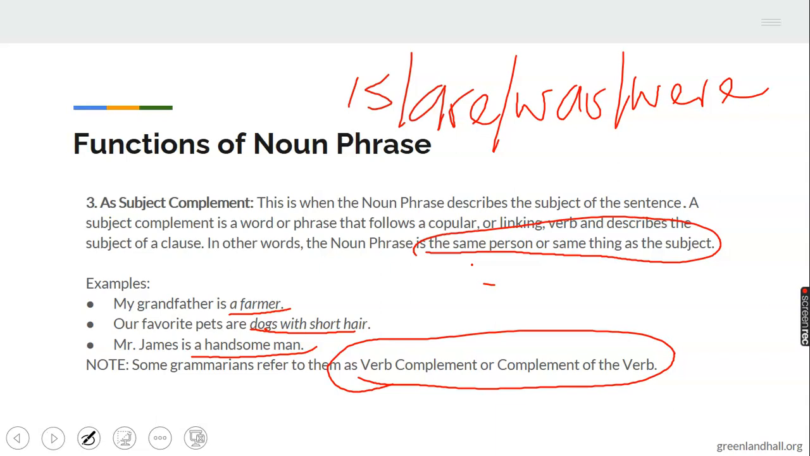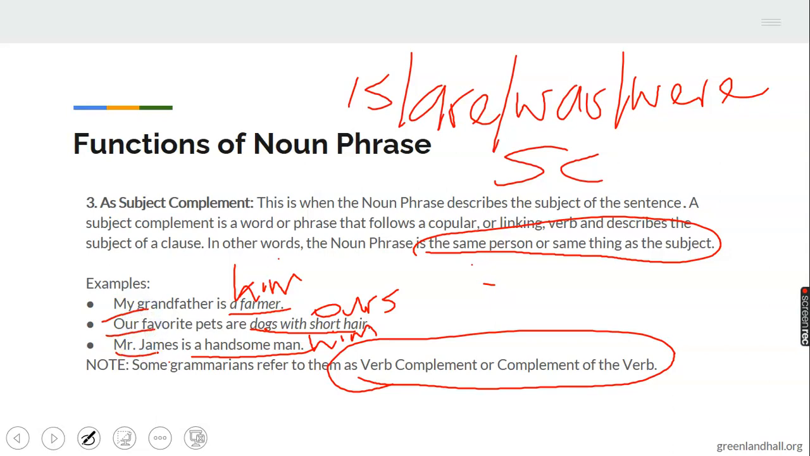Like I told you, you can replace a noun phrase with what? A pronoun. My grandfather is him. The favorite pets are ours. You can replace it with a pronoun here. Mr. James is him. Simple fact. Like I said, here it is working as SC, which is subject complement, because the noun phrase, which I've underlined here, is the same thing as the subject.